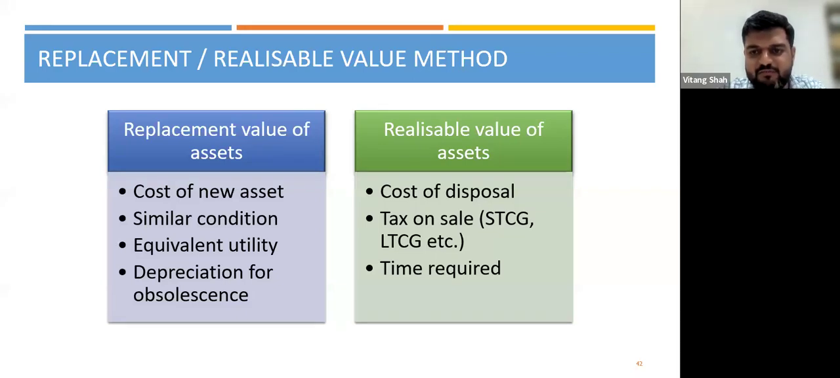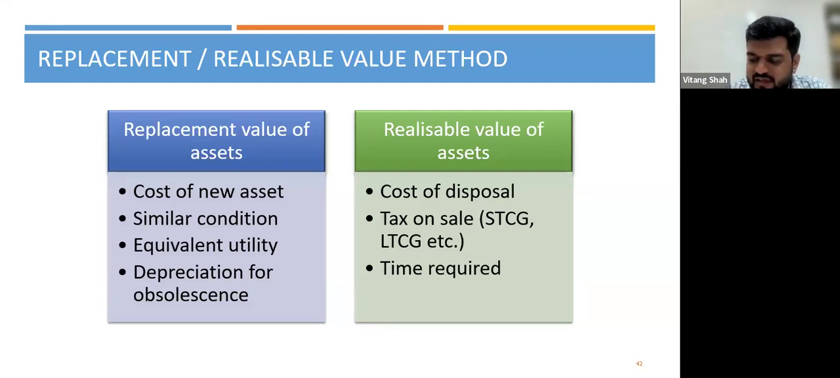And the realizable value of the asset is what you get if today you were to sell off or dispose of the asset and pay the notional tax which could be there, which could either be short term or long term. You also need to consider the time it would take to sell off those assets. If today I decide to liquidate the company, it may not happen that tomorrow I'll be able to sell off all the assets and realize their value. It will take its own time.